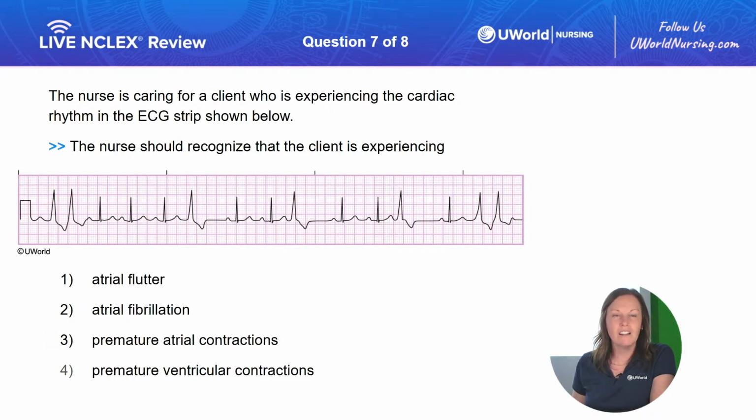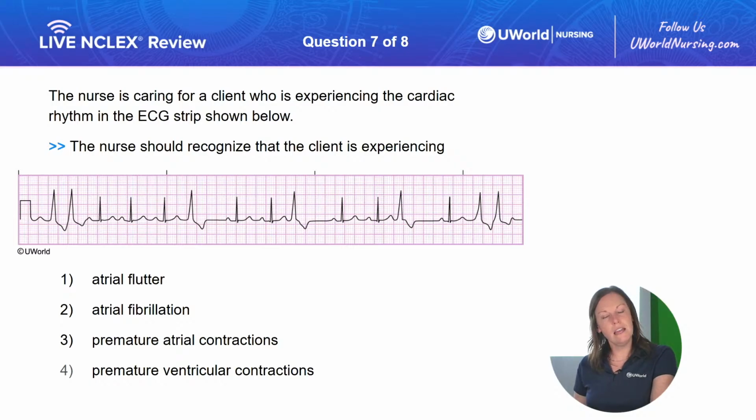All right, question 7. The nurse is caring for a client who's experiencing the cardiac rhythm in the ECG strip shown below. The nurse should recognize that the client is experiencing option 1, atrial flutter, option 2, atrial fibrillation, option 3, premature atrial contractions, option 4, premature ventricular contractions. All right, let us know what you think.